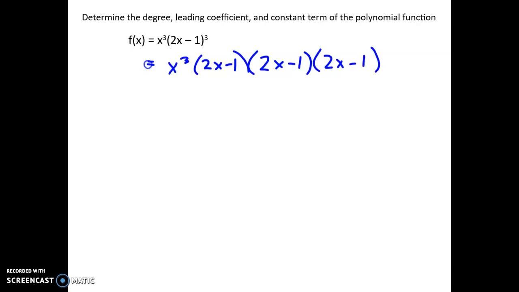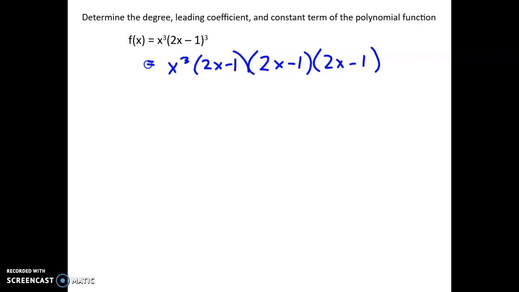Now, I do not expect you to have to FOIL that all out. That would take you forever. Okay, there's an easier way to find this information. So let's first think about our leading coefficient. Our leading coefficient would be all of these front numbers multiplied together. Because if you FOIL something, it's the front times the front.